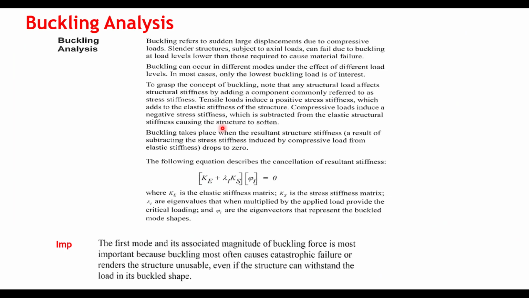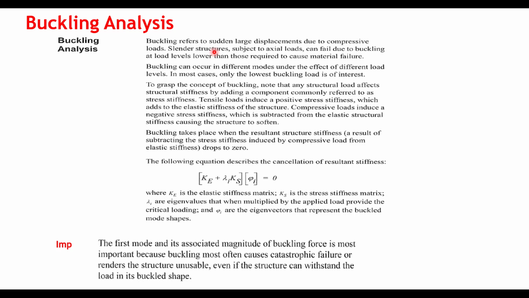First, we need to know about the buckling analysis. So what exactly is buckling analysis? In short, you can see the definition here. It refers to sudden large displacements due to compressive loads. Buckling happens only for compressive loads, not for tension or expansion. If we have compression in the model, due to that load sudden slenderness and sudden failure will happen in the model. Due to axial loads, that will happen, and that we call buckling.